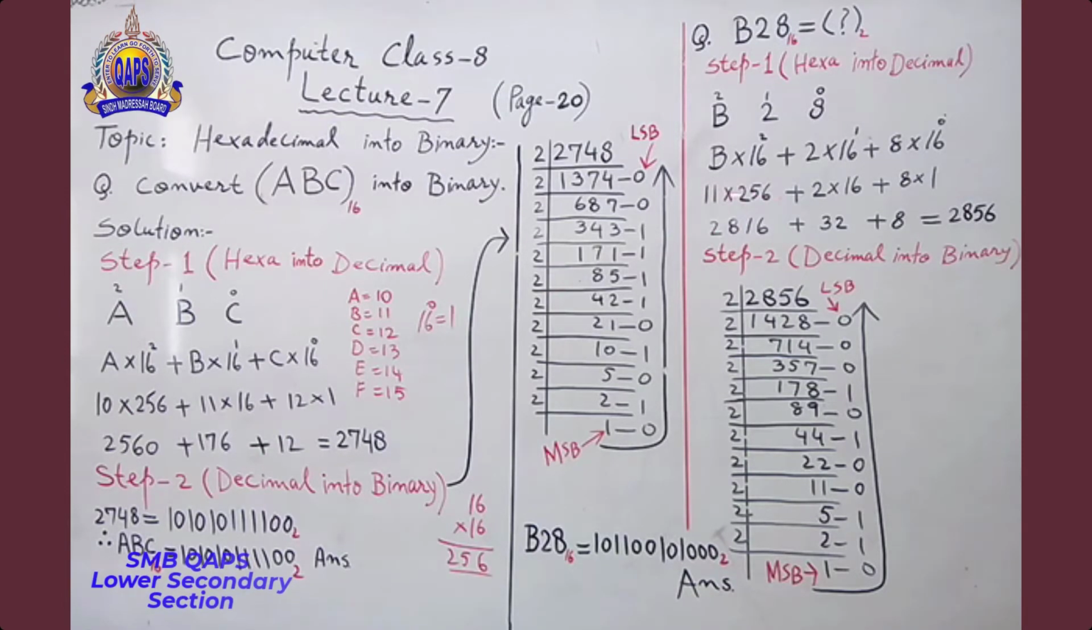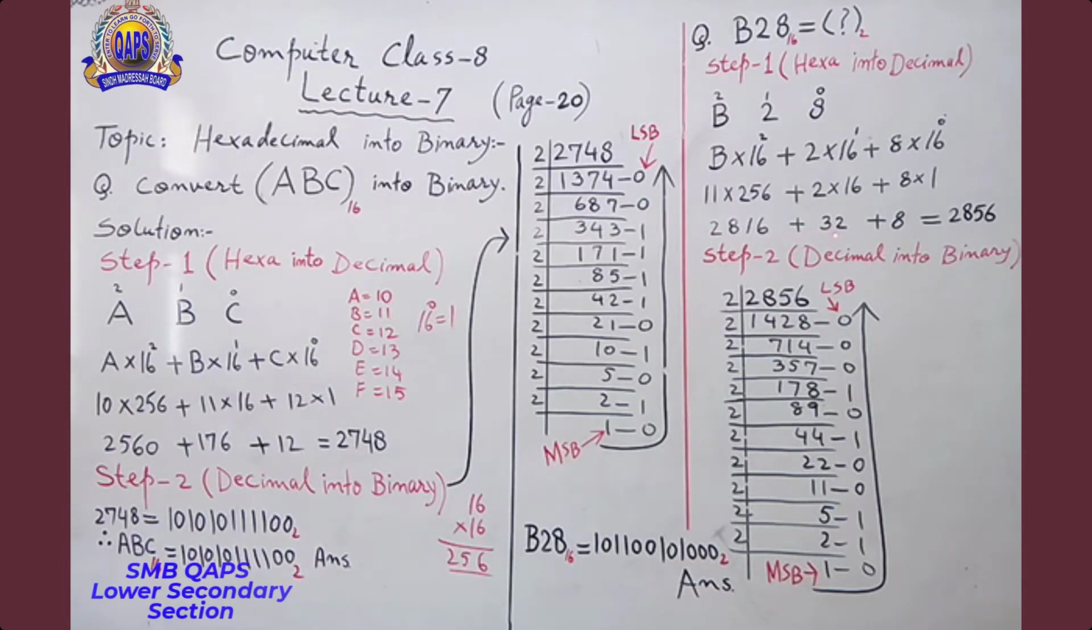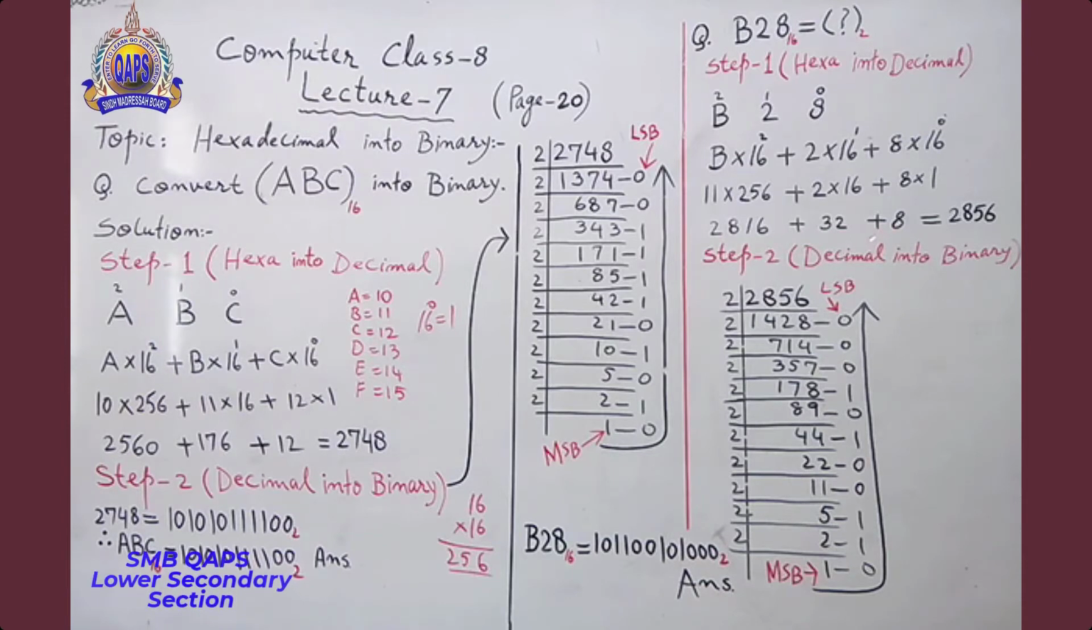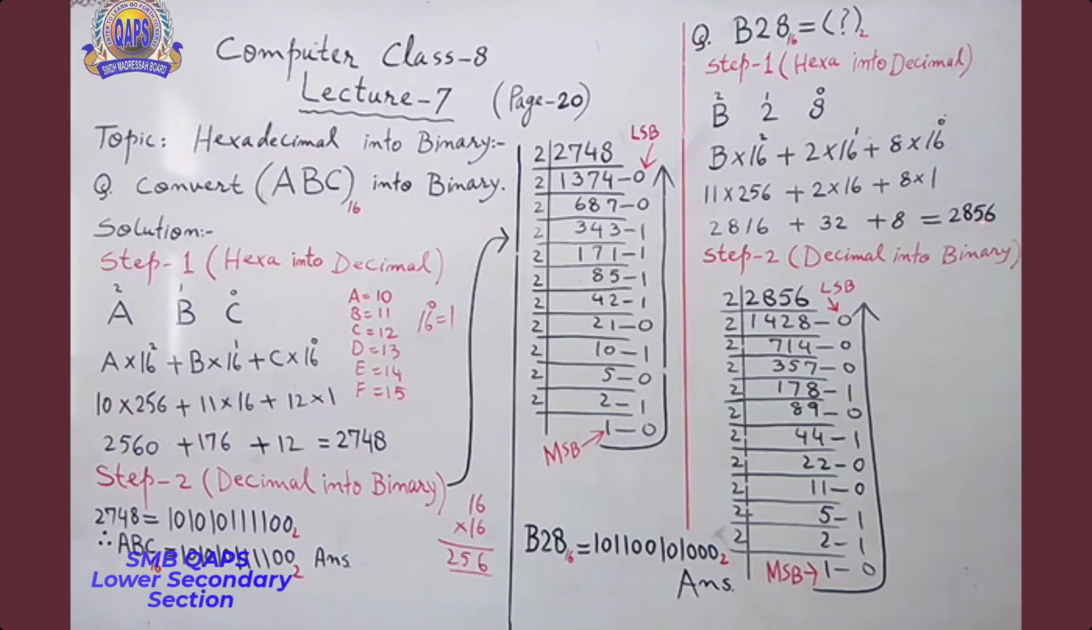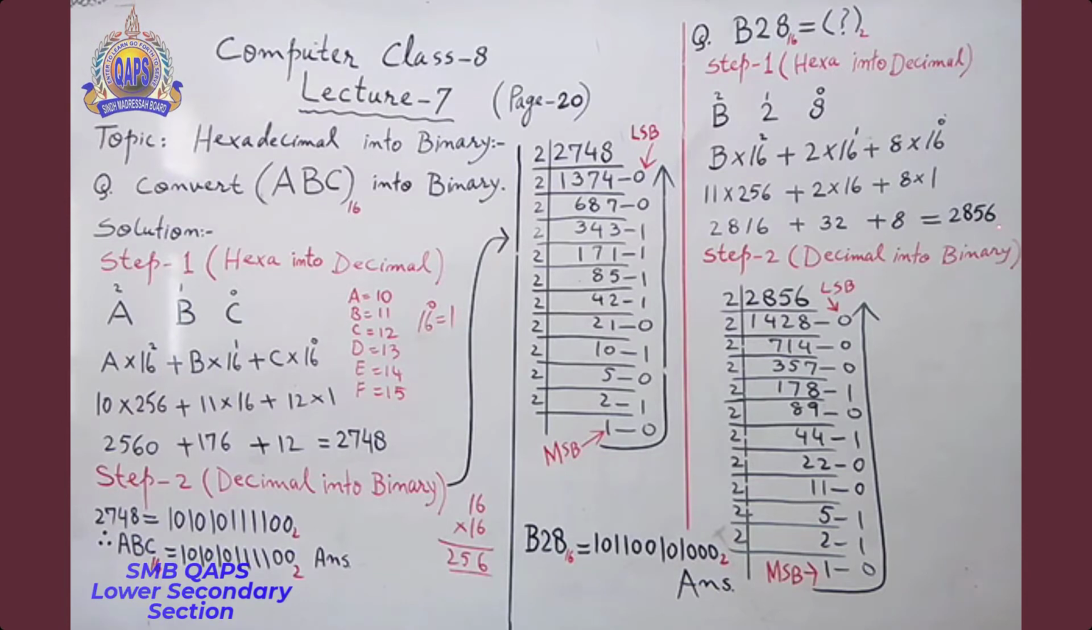Now its answer will be 2816 plus 32 plus 8. Add these three things. So the answer will be 2856. Understand? Now, step number 2.